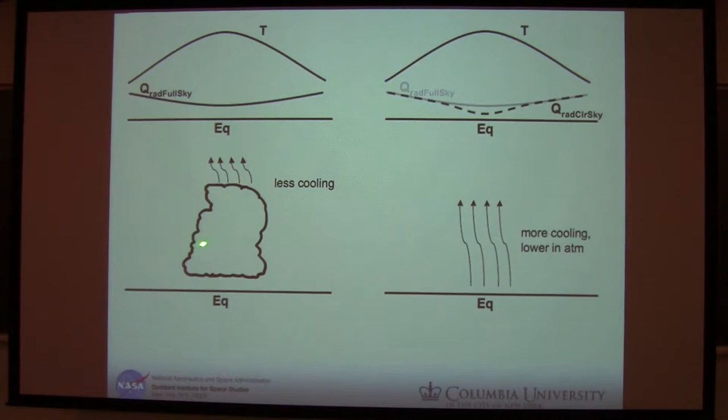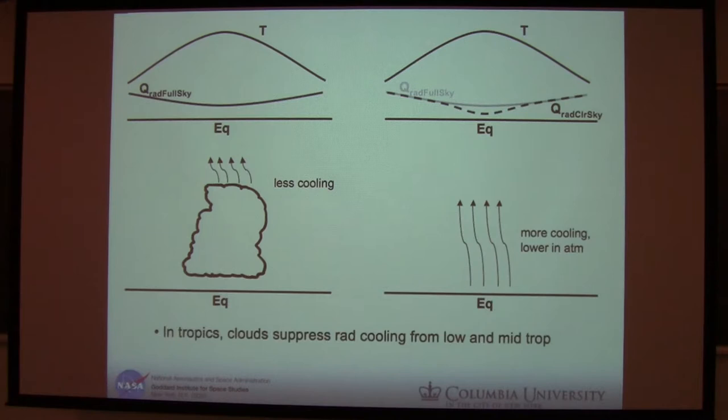So what's going on with the clouds that makes that happen? In the cloudy case, we have less cooling from the middle and lower troposphere levels, and we have cooling only from the upper level, top of the cloud, where temperatures are colder. We have less cooling in general, and less cooling in particular from these regions in the lower and middle troposphere where temperature gradients are large. We see here in this picture, without the clouds, we have more cooling, and it comes from lower in the atmosphere. So in the tropics, clouds suppress radiative cooling from the lower and middle troposphere, decreasing the latitudinal gradient of radiative cooling and enhancing GZ. So that's what's happening in the tropics due to clouds.